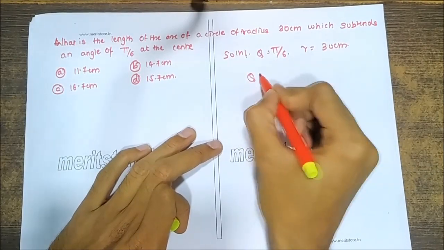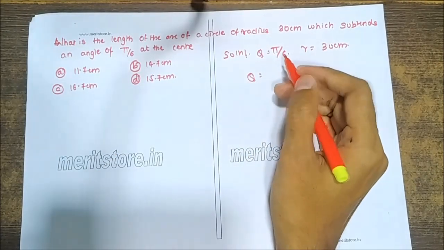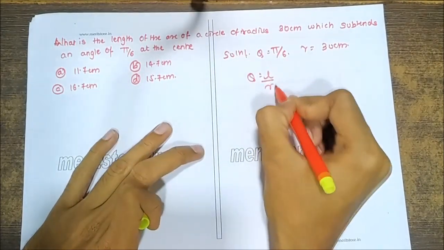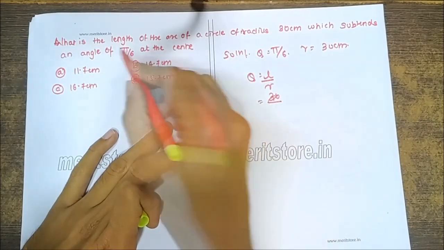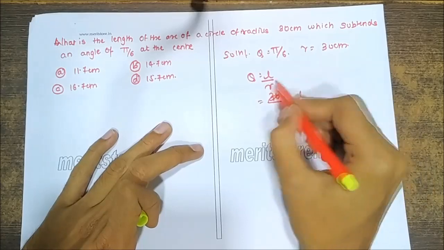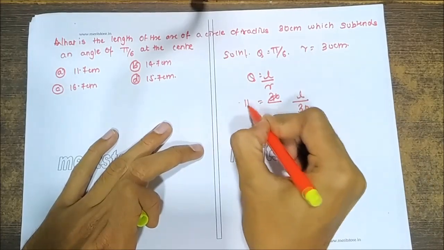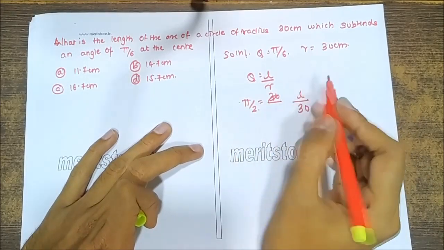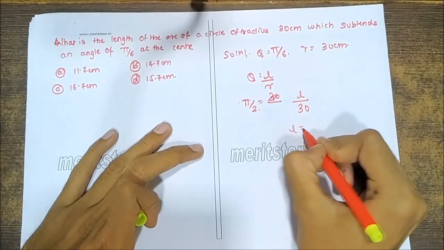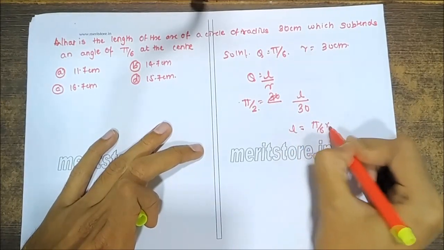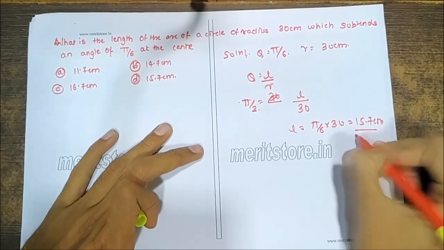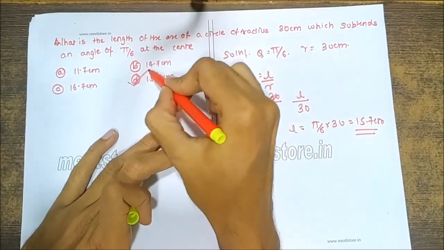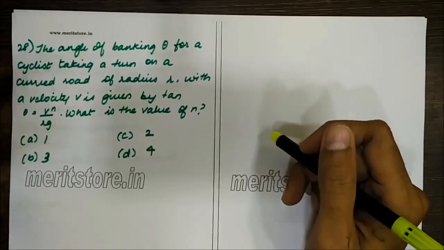The relation of this angle with respect to the arc subtended is theta equals L upon r, where L is the length of the arc, r will be 30, and theta will be pi by 6. If we invert this, we get L equals pi by 6 multiplied by 30, that gives you a value of 15.7 centimeters. So 15.7, D is the correct option.